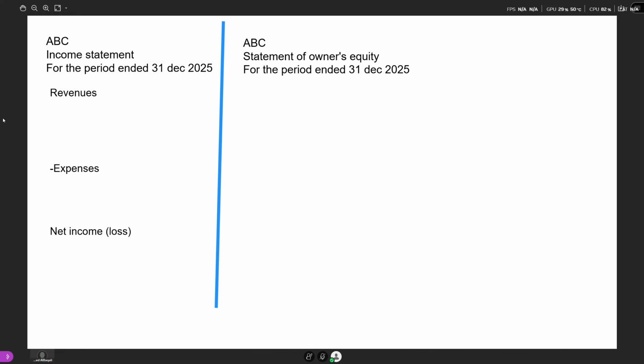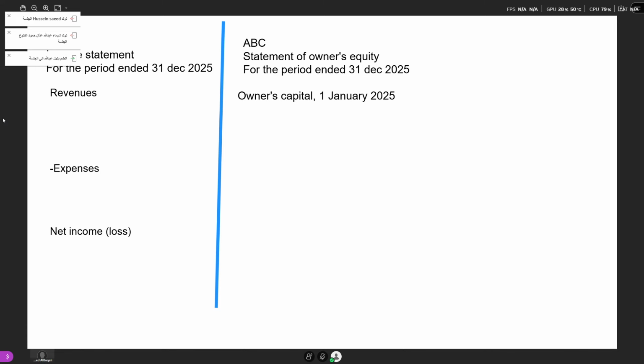The purpose is to show us how the capital has changed from the beginning of the period until the end of the period. So what we do is that we start the statement with our capital at the beginning of the period. So capital, or let me call it owner's capital, at the beginning of the period. Let's say it is 1st of January 2025.